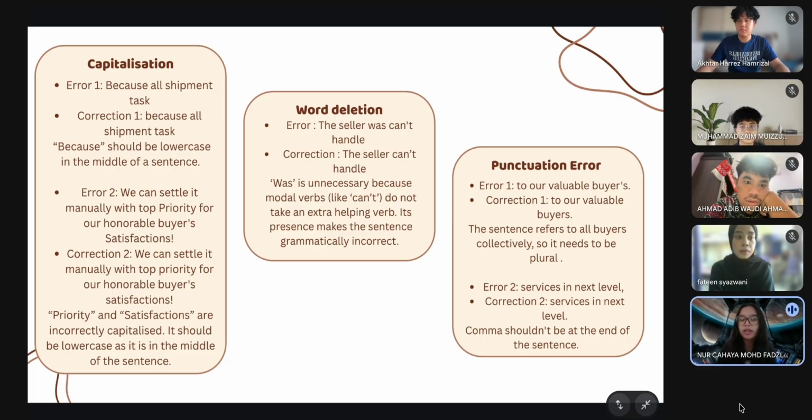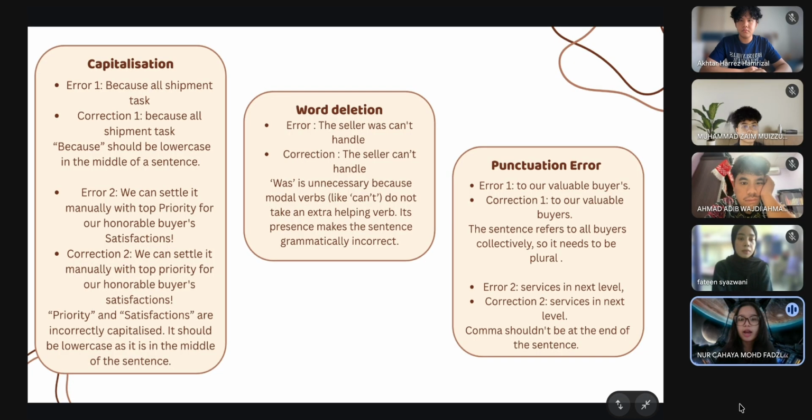The second one is word deletion. The second error involves verb structure, specifically the use of modal verbs. In the sentence, the modal verb can't was followed by the verb was, which is grammatically incorrect. Modal verbs must be followed by the base form of a verb without an additional helping verb. So, the unnecessary verb was deleted to correct the sentence.